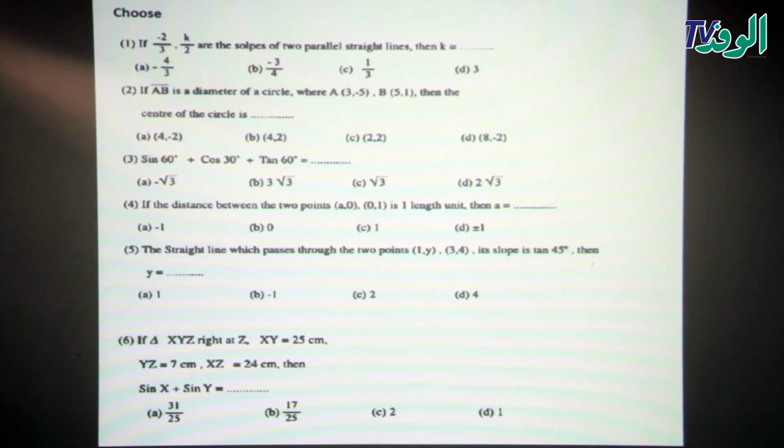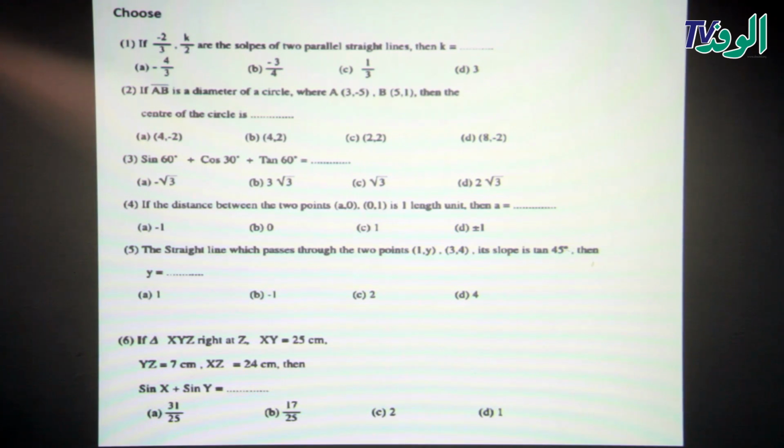Choose the correct answer. Number 1. If negative 2 over 3 and k over 2 are the slopes of two parallel straight lines, then k equals: the first choice is negative 4 over 3, the second choice is negative 3 over 4, then 1 over 3, or 3.